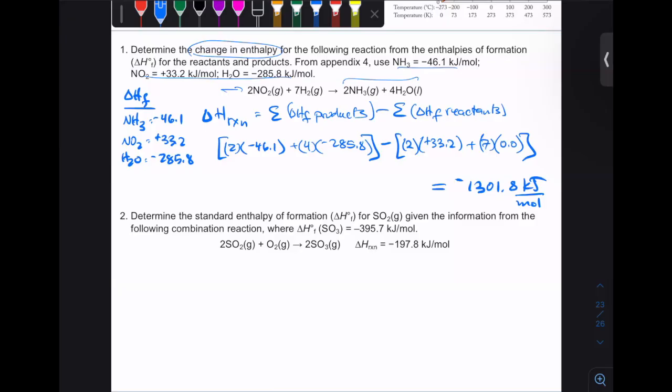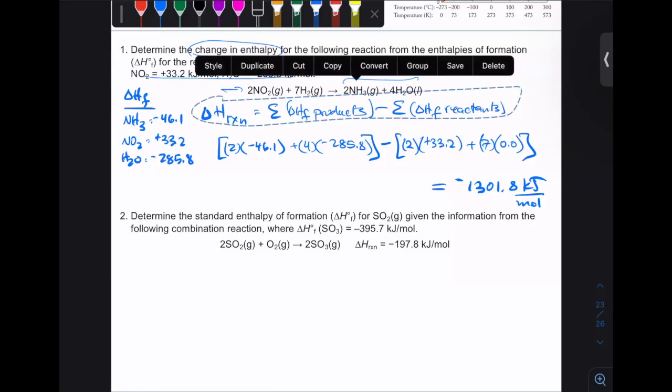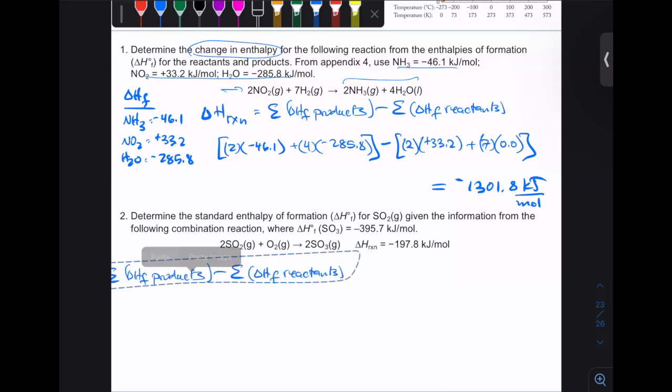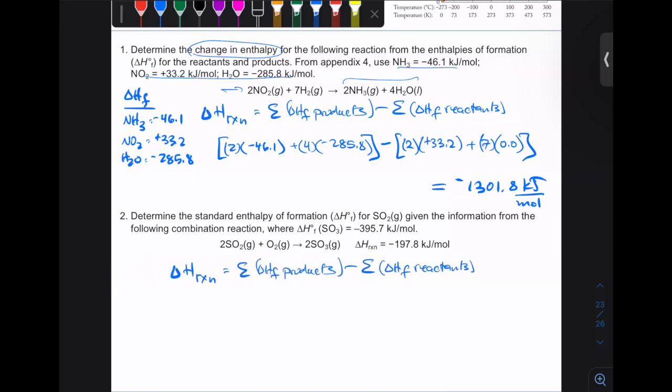In this case, the equation is the same. Delta H of reaction here. I'm just going to copy and paste it here. We're starting with the same equation, but now the information is different. Now we're given delta H of the reaction. We don't have to solve it.